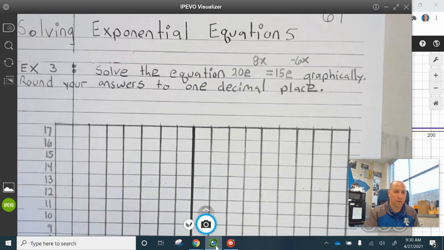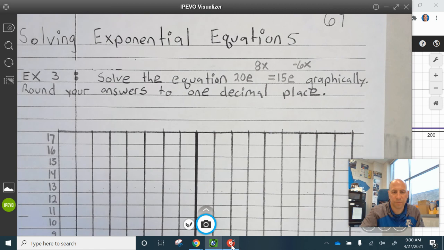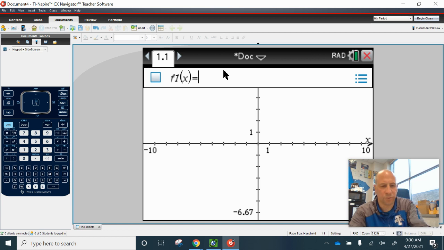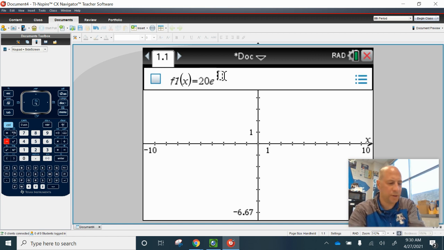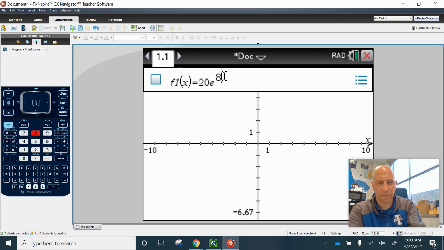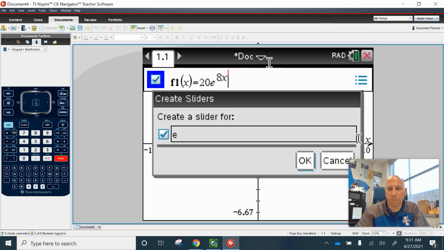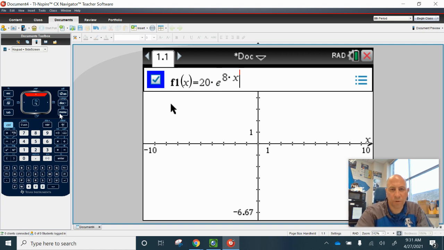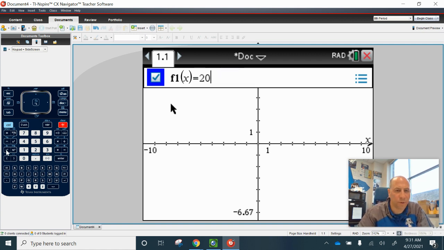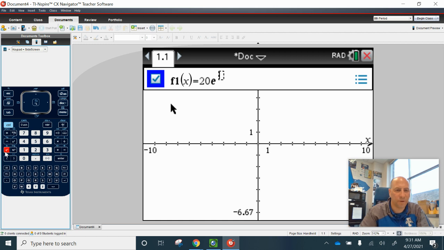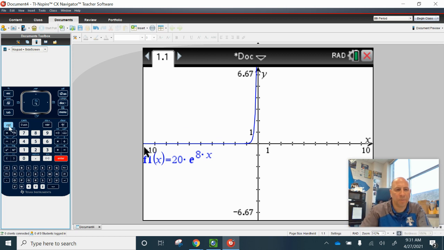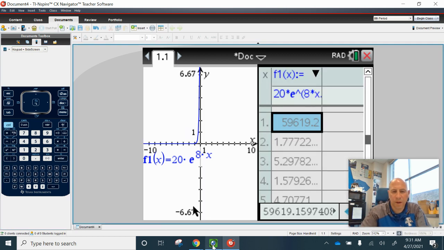All right, now let's go ahead and graph. Now we're going to graph the left side first. So on, new document, add graph. So 20e to the 8x, press enter. Oh, my mistake, it said I actually used the letter E. So I'm going to press cancel and erase that, and come over here. You can't just type the letter E. You have to use that button specifically. Okay? 8x, press enter.